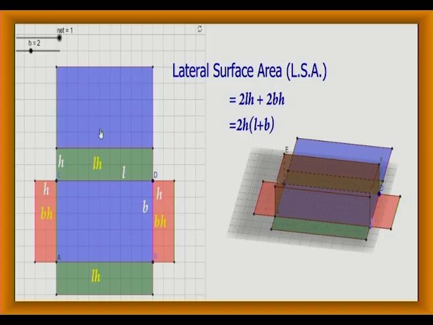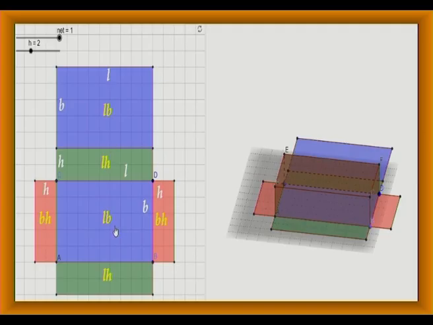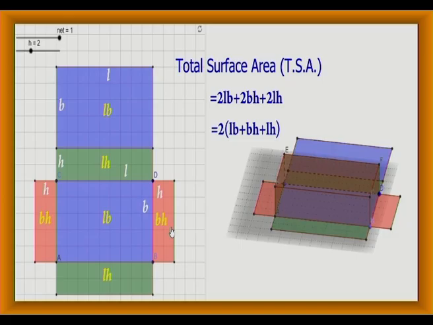There are 2 bases. So, for each base the dimensions are L and B. So, area is LB. There are 2 blue colored rectangles whose areas are LB and LB, because already we discussed it several times, opposite faces are equal in area. Now, you can see there are 2 bases. So, LB plus LB is 2LB, likewise 2 red colored rectangles BH plus BH is 2BH and 2 green colored rectangles LH plus LH is 2LH. So, if we take 2 common, we get 2 times (LB plus BH plus LH).